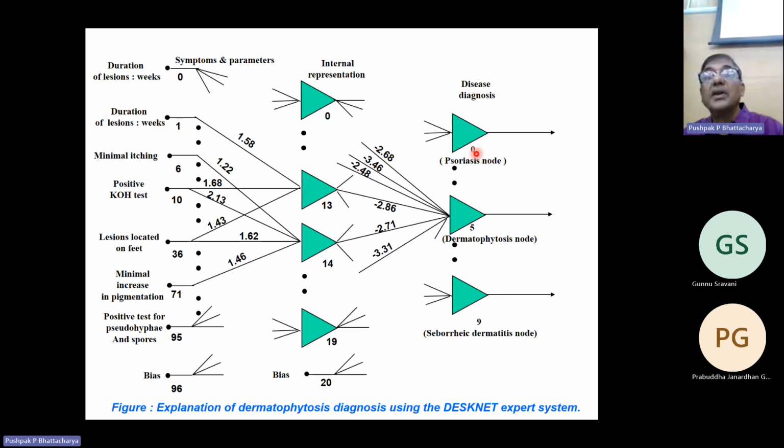If only one disease was present at a time, then you could have used a probability distribution. The probability of psoriasis is 1, or the probability of dermatophytosis is 1, and the others are 0. But many times it is a multiple disease condition, therefore multiple ones. So this is the hidden layer, and we train the system with the data given to us.